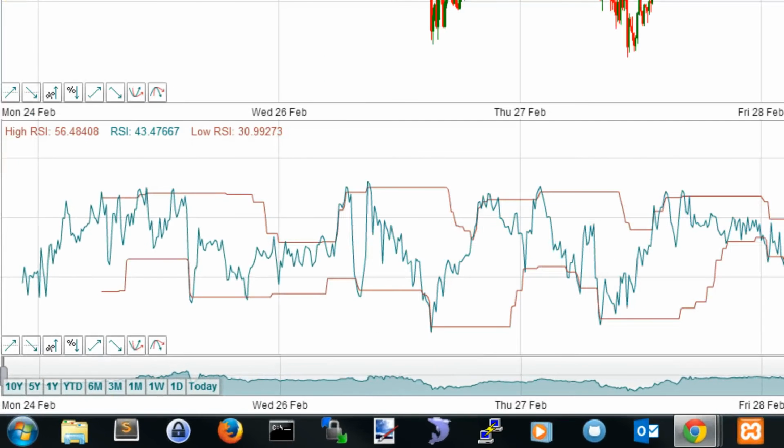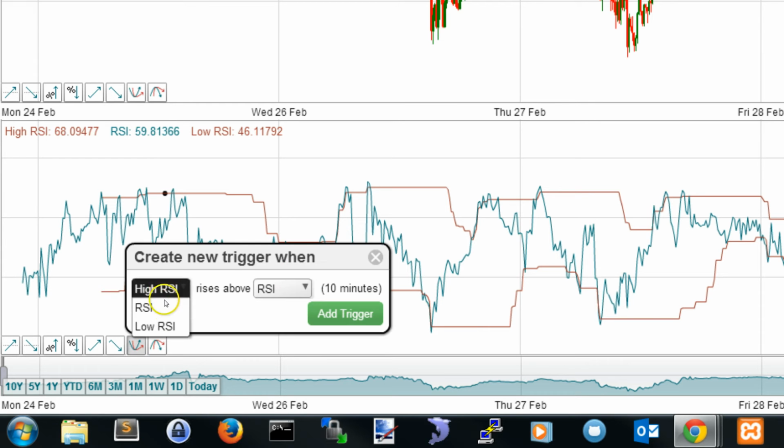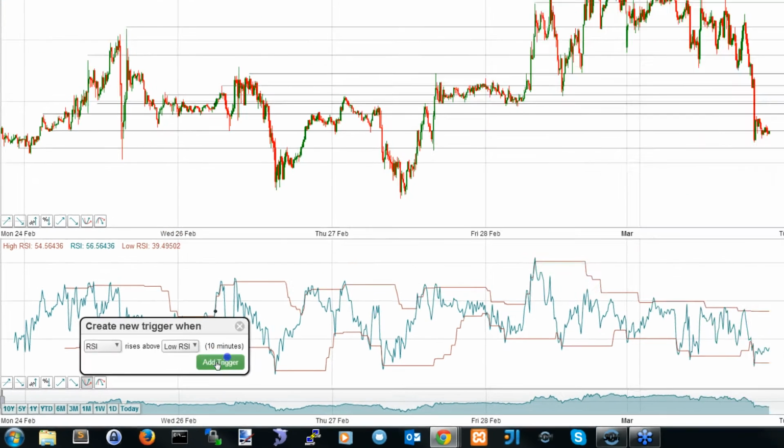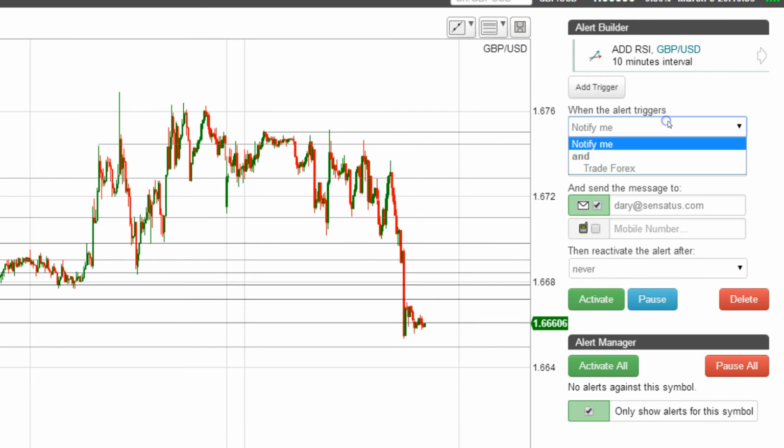To build your alerts, you can use the alert triggers in the bottom corner of the chart. So in this case we want the RSI, if it falls below the low RSI, we've added a simple rule. And now what we're going to do, you can use time to trade now just to get an alert sent to you by email, etc.